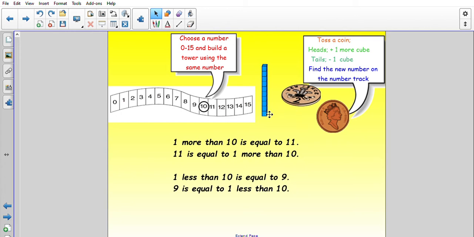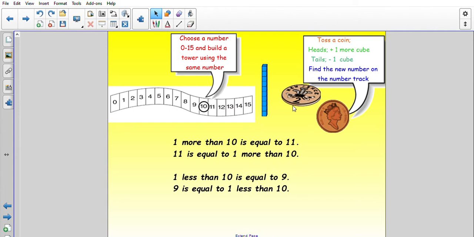Once you've done that, you're going to take your coin and you're going to throw it in the air or just drop it onto the floor and see whether it lands on its head, so you can see its head, or whether it lands so we can see its tail. Now, if it lands on its head so that you can see the queen, we've got to add one more cube to our cubes. So, if we were on 10 and we had to add one more cube, we can say 1 more than 10 is equal to 11. Well done. Or 11 is equal to 1 more than 10.